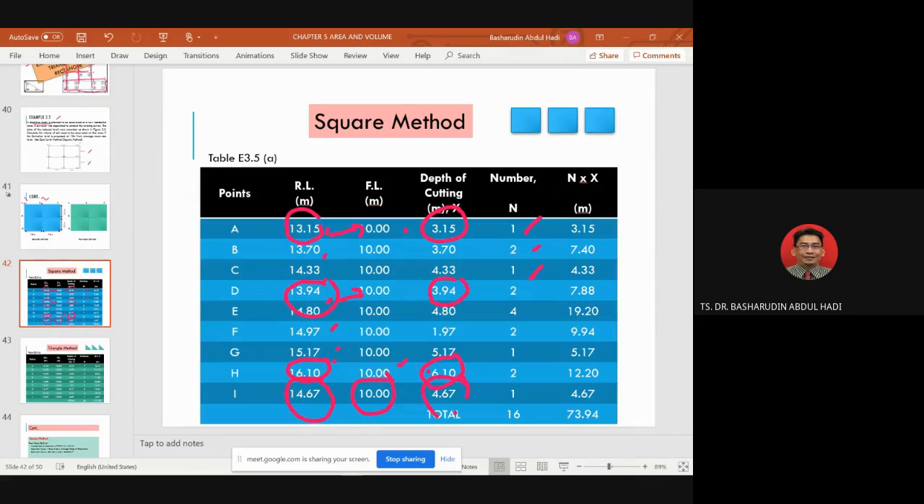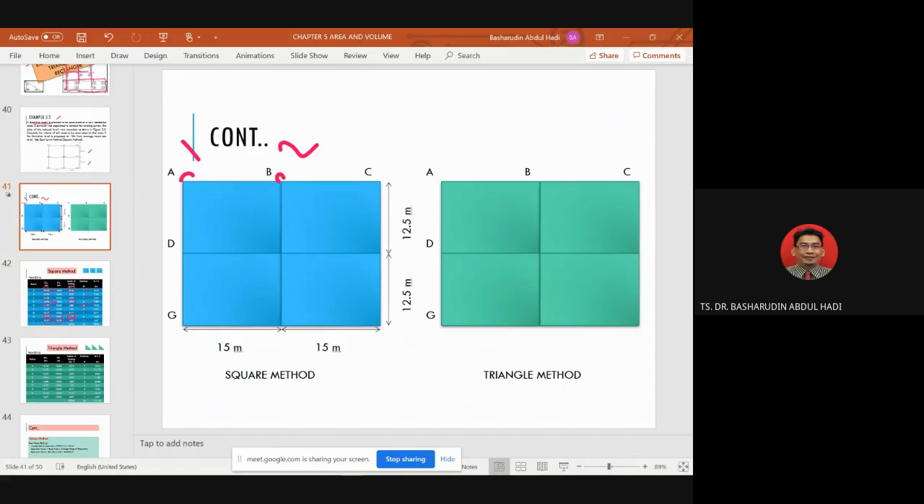And if E we consider 4, why? Because E is in the middle of A, B, C, D. So this point we consider 4 numbers. Why 4 numbers? This value is shared with this side, this side, this side, and that side.